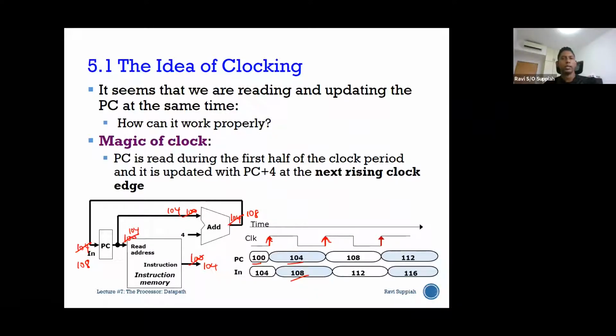Of course, as we have seen, there are branch instructions, there are jump instructions, and so on. So later on, we will look at how we need to make some modifications to accommodate those types of instructions where the PC will change. But if there is no change, by default, it will automatically go from PC to PC plus 4.